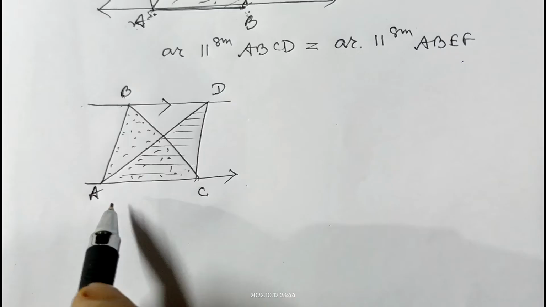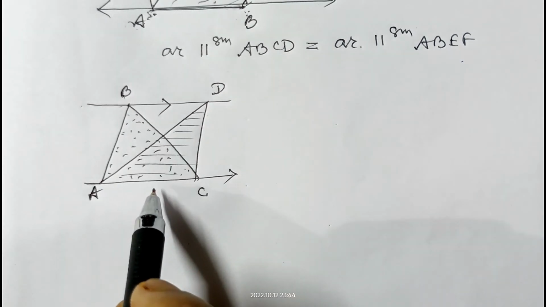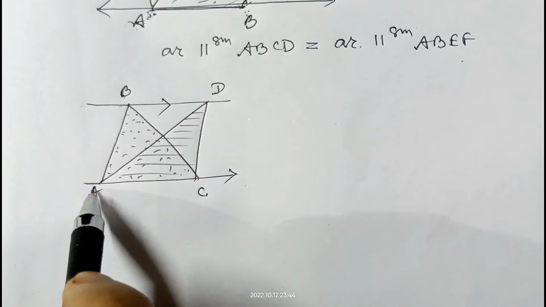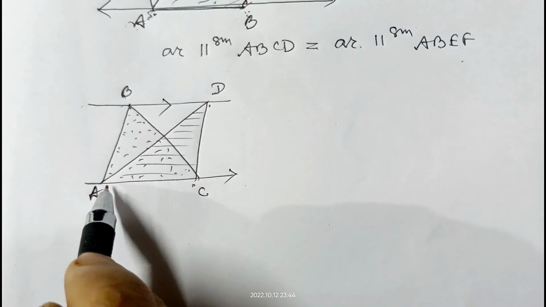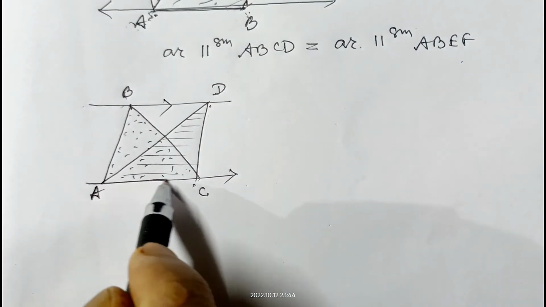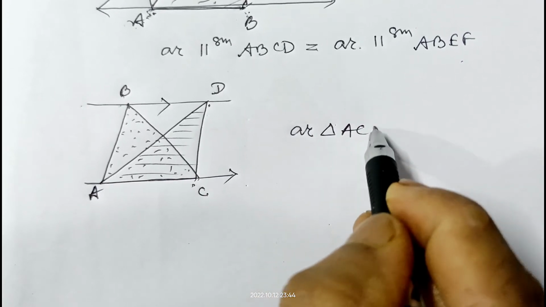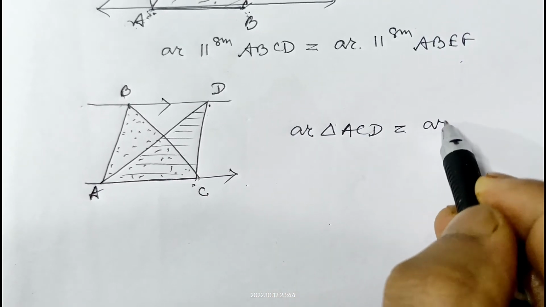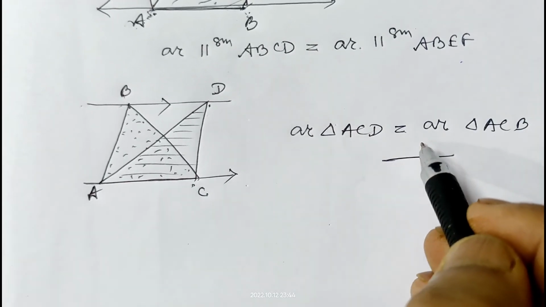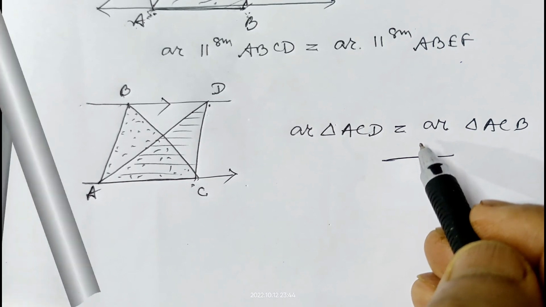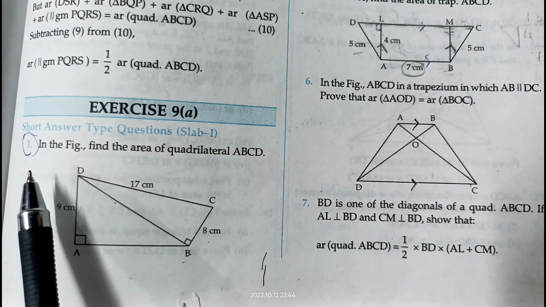Suppose AC is parallel to BD, and here in between these two parallel lines I have drawn two triangles. One is ACD and the other is ACB. Both the triangles are between the same parallels and have the same base. Then also we can say area of triangle ACD equals area of triangle ACB. That means triangles on the same base and between the same parallels are equal in area. Now let me start sums of exercise 9A. Here question number 1 is in the figure.